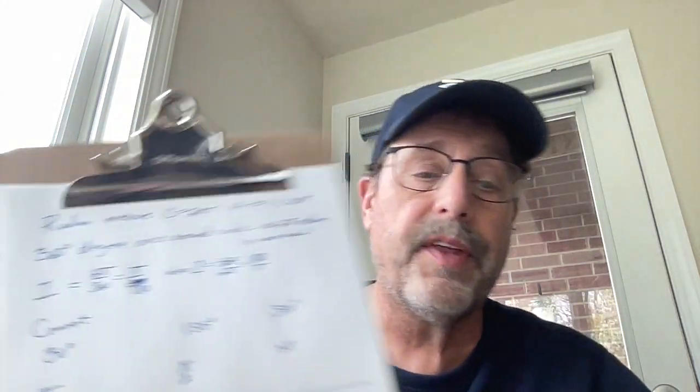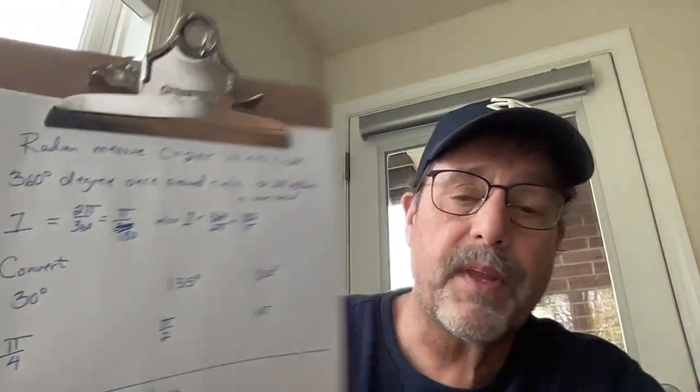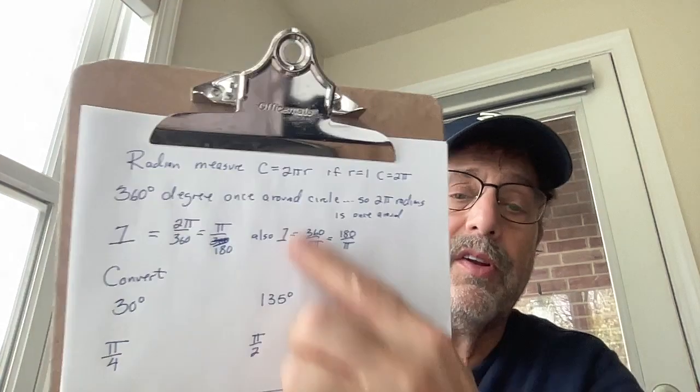All right, two things in today's lessons. One is something called radian measure. Radian measure is another way to measure how many degrees or how far around a circle you're going. We have 360 degrees is once around, as you all know, 90 degrees is a quarter of the way around. Well, something called radians is even better.